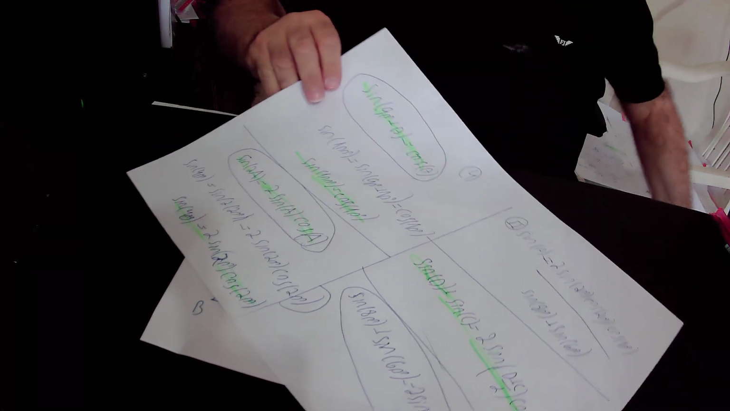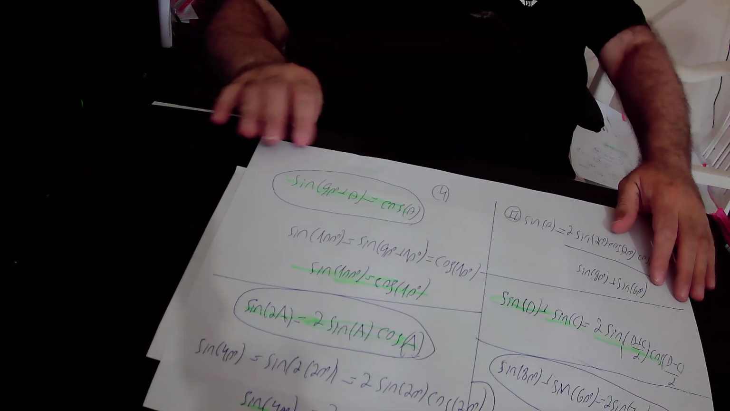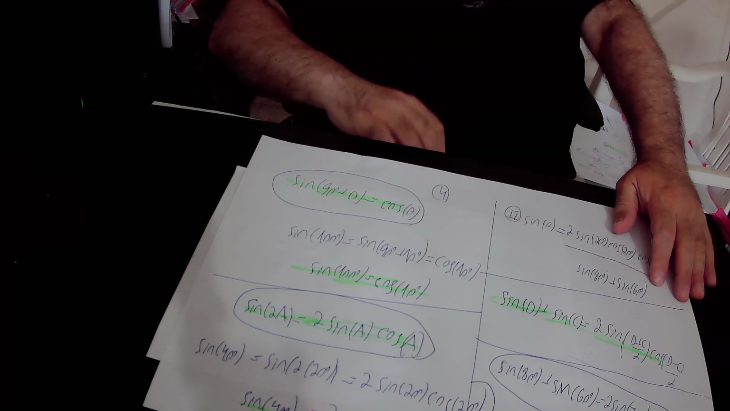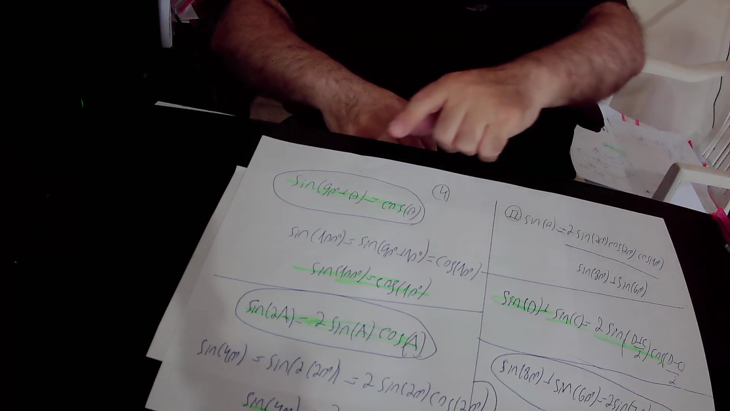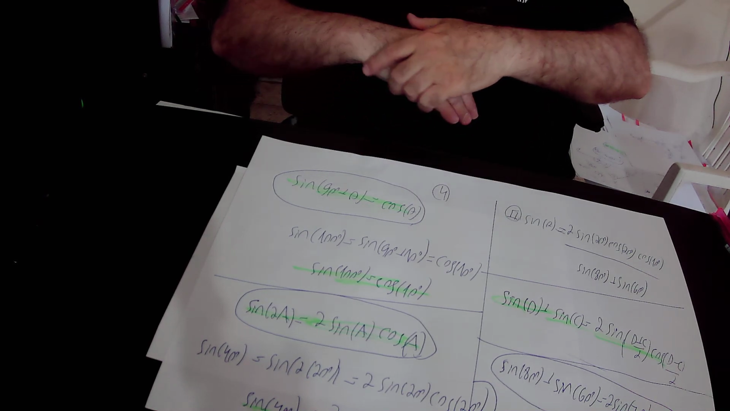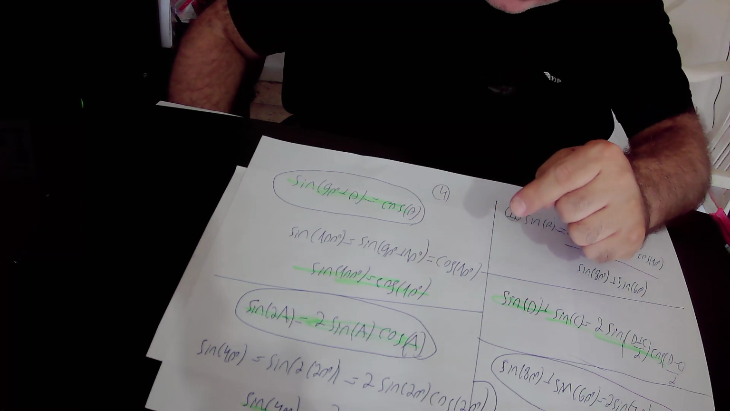Then we used the following trigonometric identity, that sine 90 degrees plus theta equals cosine theta. We use this trigonometric identity for sine 100 degrees. Sine 100 degrees equals sine 90 degrees plus 10 degrees.